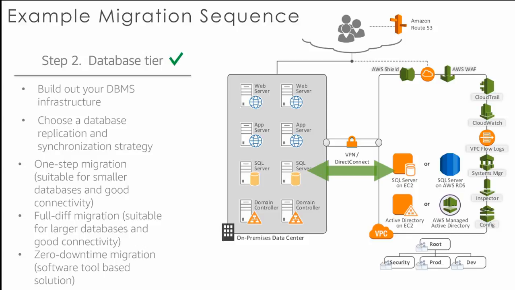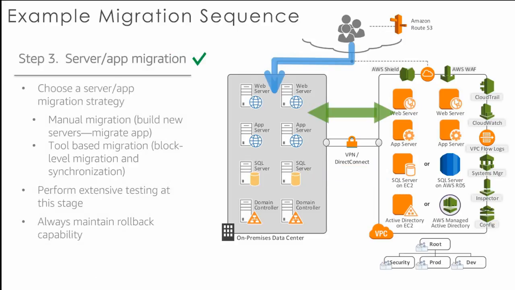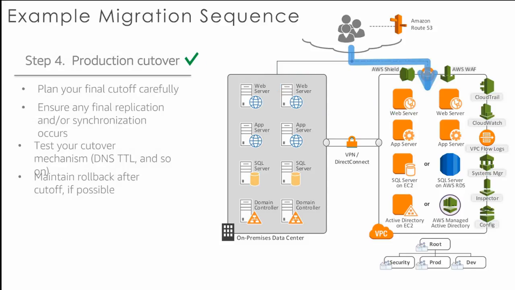Zero-downtime migration that is achieved through that will allow us, once we actually set up both web servers and application servers over VPN or Direct Connect, then we can just cut over by either using your DNS or using Amazon Route 53 onto AWS without users even knowing what happened.